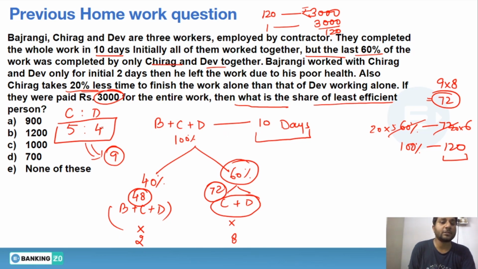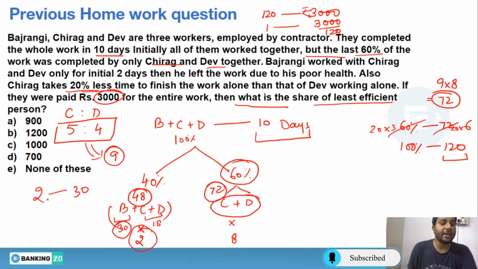We have got the efficiency of 2 persons, Dev and Chirag, but we don't know the efficiency of Bajrangi yet. So what we can do, as you can see, Chirag and Dev completed 9 work in 1 day. So in the initial 2 days, they should have completed 18 work. That means the remaining 30 work was completed by Bajrangi alone in 2 days. So in 2 days, Bajrangi can complete 30 work. That means in 1 day, he can complete 15.